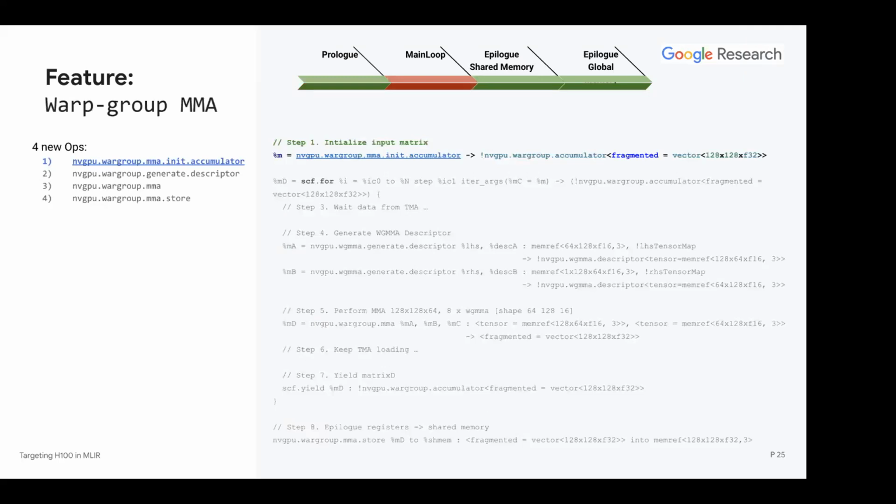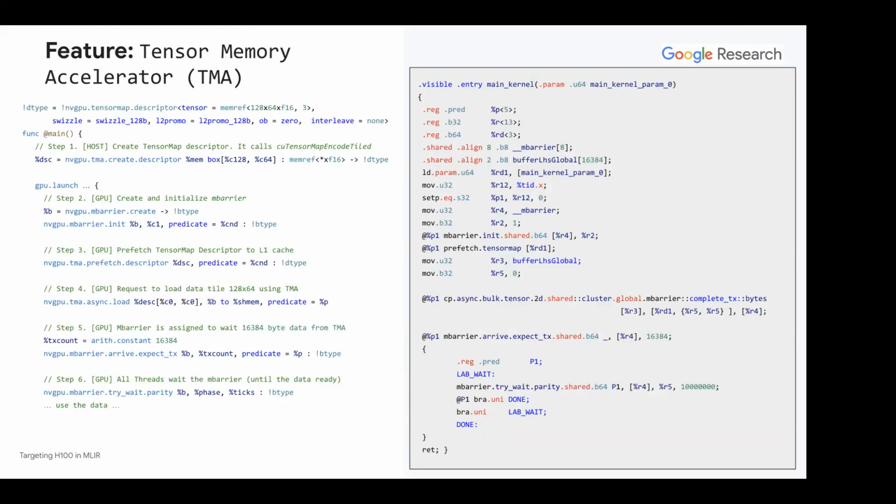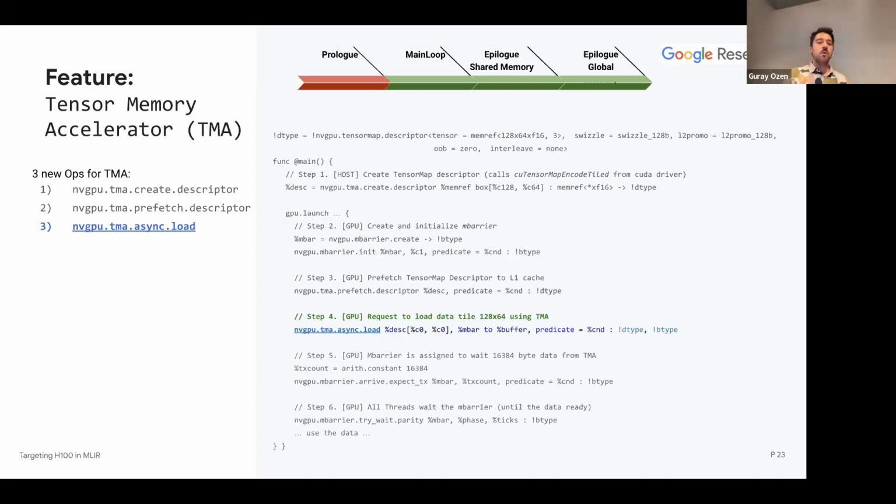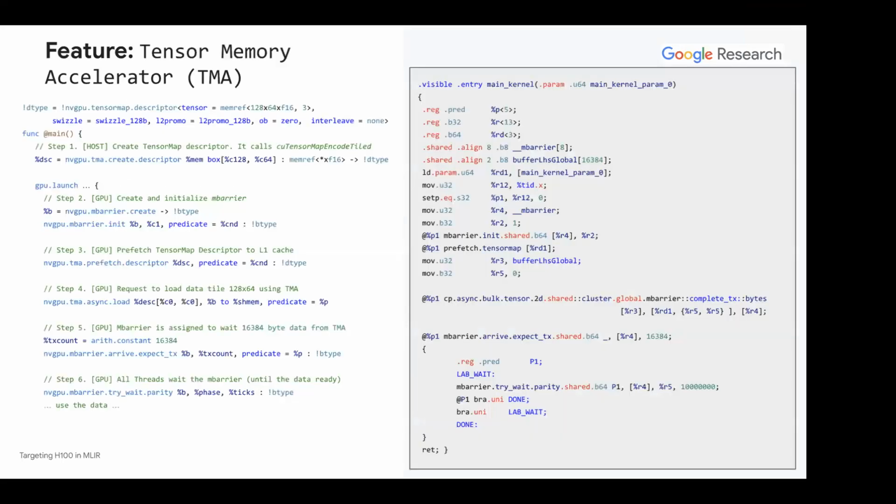One simple question: the previous example that you showed, is that part of a unit test or something that we have for the NVGPU dialect somewhere? Oh yes, I have a codegen test, a lowering test, plus an integration test. Yes, the integration test, you can run end to end. Okay, thanks.